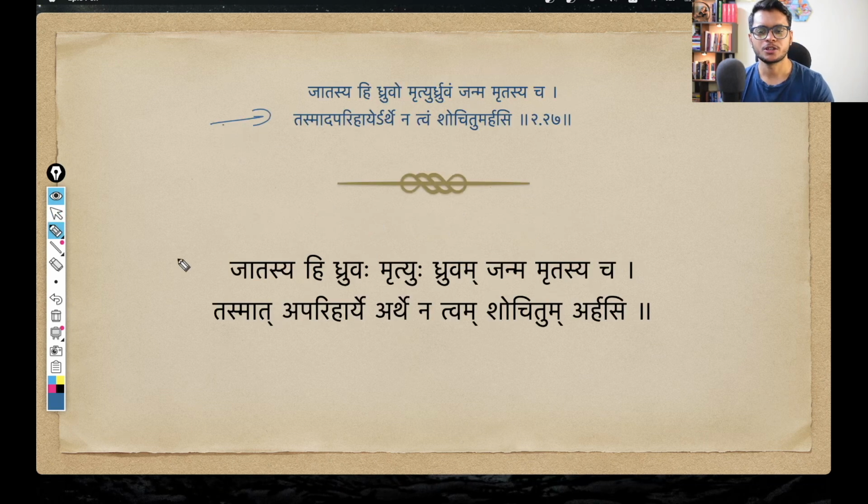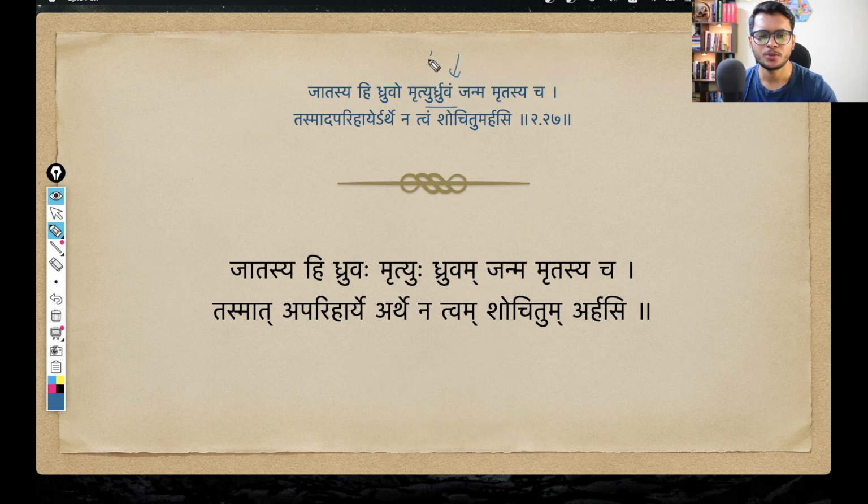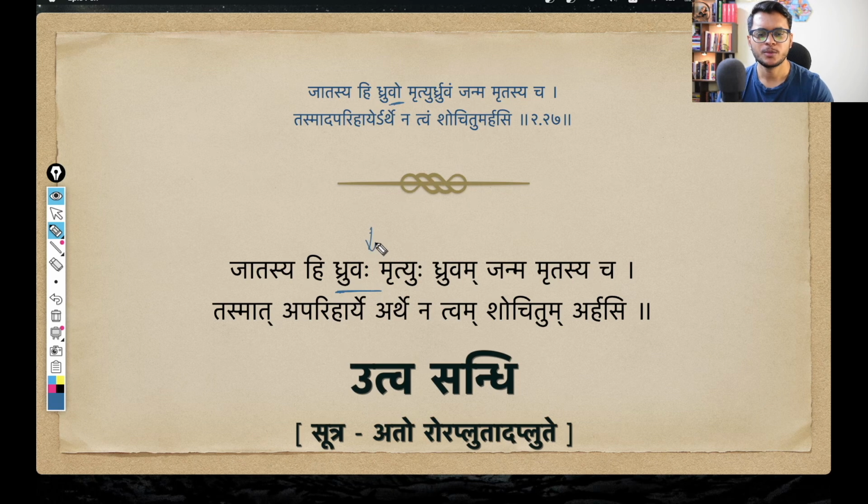Okay, so this is the original shloka and this is the Sandhi Vichcheda of the shloka. As you can see, Mrityur Dhruvam. Here you have two different padas, Mrityuhu Dhruvam, and due to a Rutva Sandhi happening between them, it is changing into this Yukta Pada, Mrityur Dhruvam, from the Agama of this Rakara. So that is a Sandhi. And then we can see a Sandhi happening here also, Dhruvaha. This Visarga is changing into O, Dhruvo. Why? Because an Utva Sandhi is happening here. So Dhruvaha Mrityuhu changes into Dhruvo Mrityuhu.